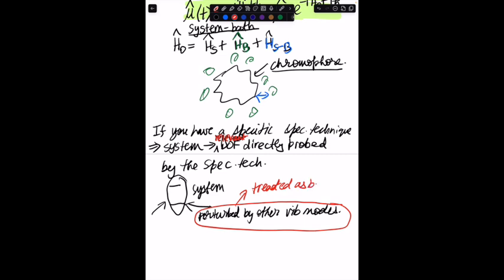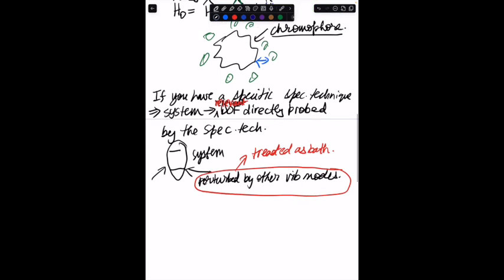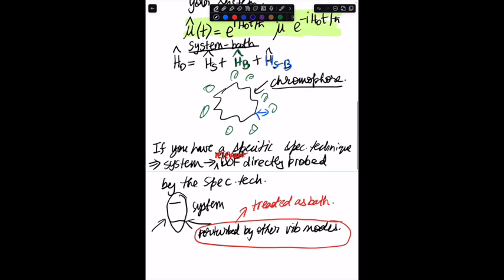So, to be very specific here, the system only includes the relevant degrees of freedom which I want to probe using the specific spectroscopic technique. And my bath includes everything which is not my system. So that includes other vibrational modes and, if it's a solid state sample, it can include your phonon modes and can also include overdamped solvent contributions. So everything other than the system is the bath. So this is the model.